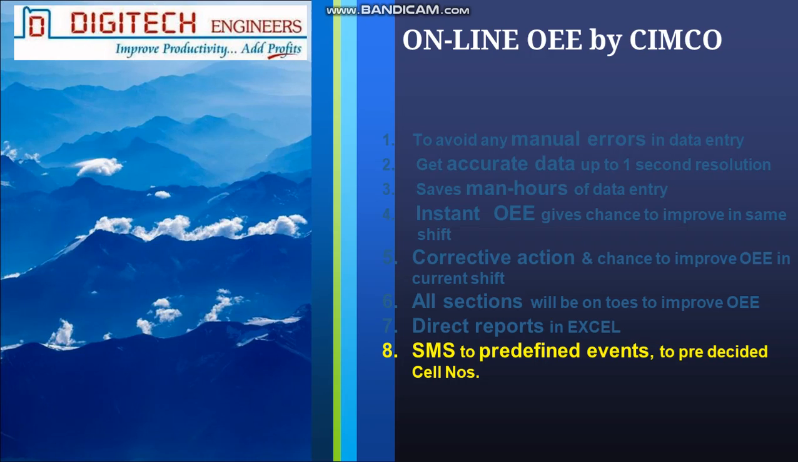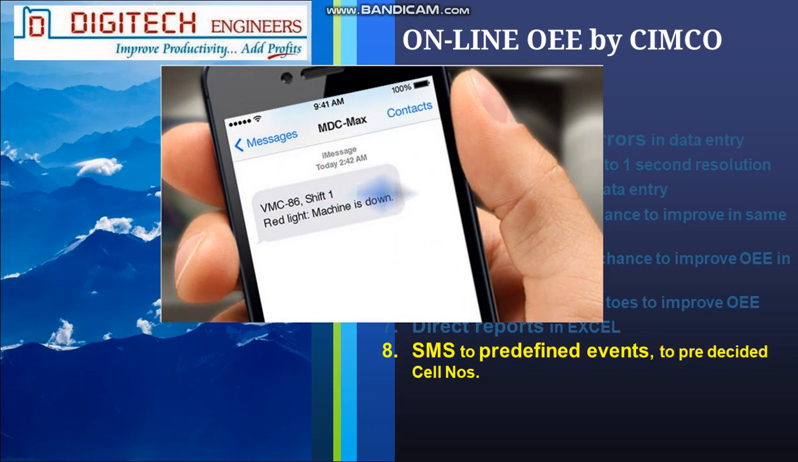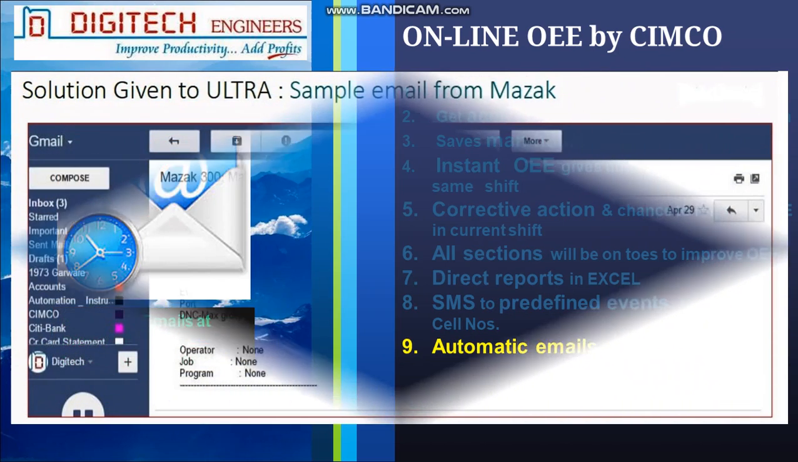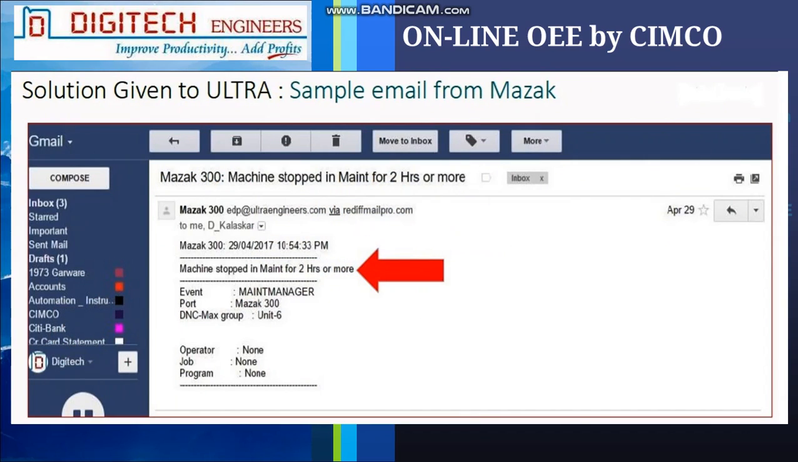SMS to predefined events to predefined cell numbers. You can get automatic emails at predefined time. This is a sample email which says machine stopped for maintenance for more than 2 hours. The event name is maintenance manager. The machine is Mazak 300 and the DNC Max group is group 6.